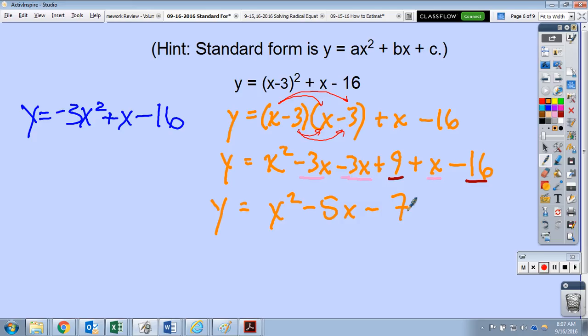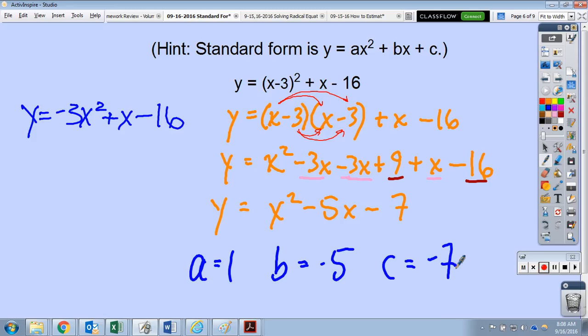And now this is fully simplified, or is it not? Can I go any farther than this? No. The reason is because it has an x squared term, an x term, and a constant, so there are no more like terms. And this is the standard form, ax squared plus bx plus c. So what would my a be? 1. B would be -5, and C would be -7. Very good. So the question that we're going to try to answer today is, how do we find the vertex and axis of symmetry of a quadratic in standard form?